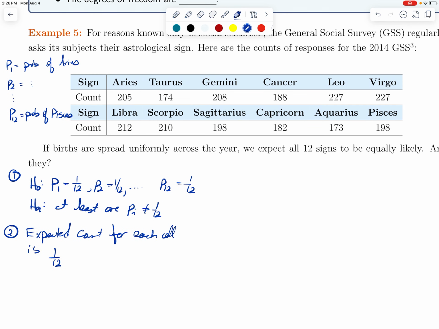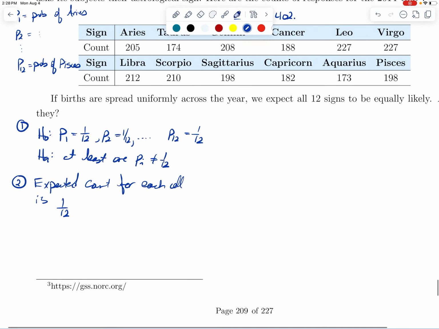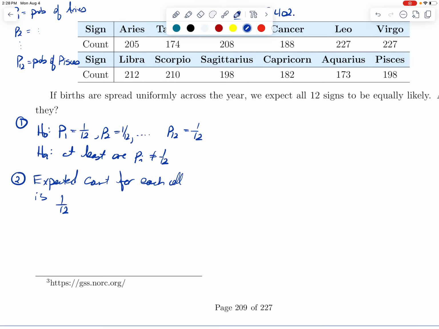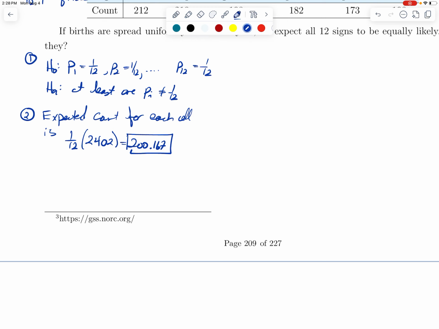You might want to add everything up. If you add all of these guys up, you're going to get 2,402. So I'm just adding up all of those guys to get the total. So the expected count for each cell is 1/12 of that 2,402, which is 200.167. So that's the expected count. And now I can compute the chi-squared statistic.